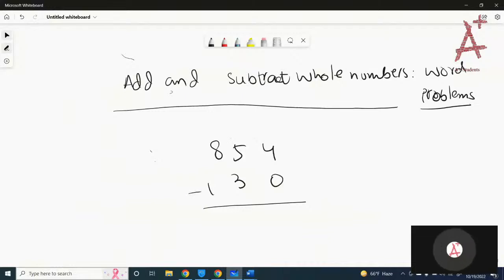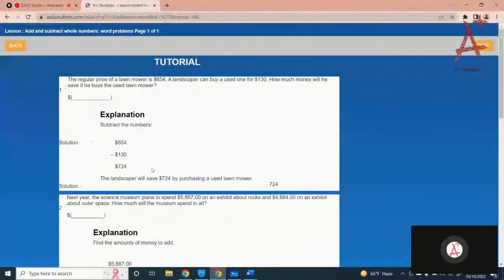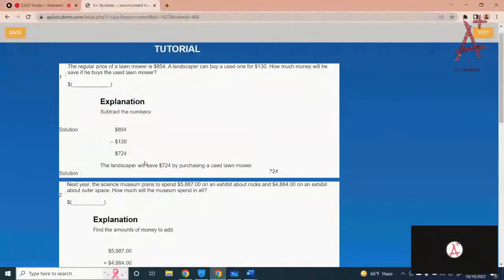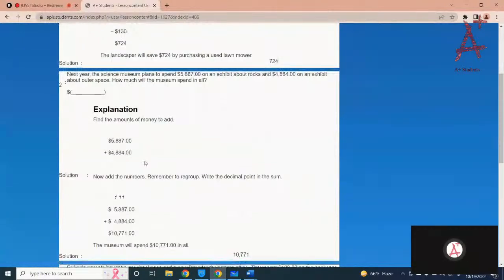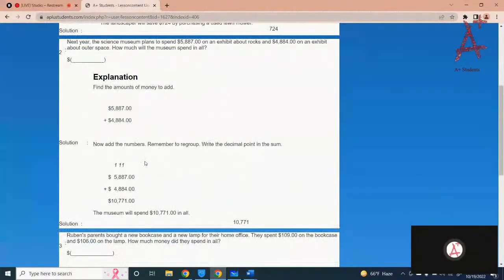4 subtract 0 is 4. 5 subtract 3 is 2, and 8 subtract 1 is 7. That means if he buys the used one, he saves $724. Got it? So just select the correct option and click on the okay. We are on the tutorial, sorry, not on the test. Got it? So the correct answer is 724. Got it?